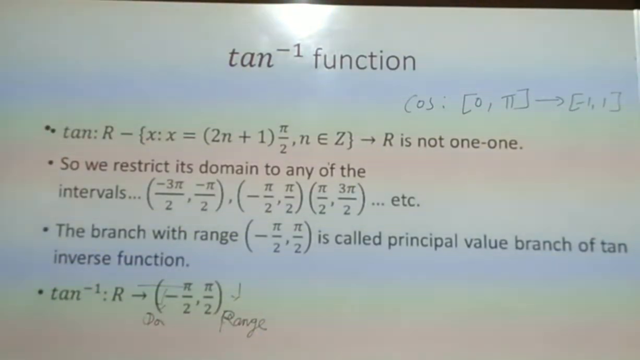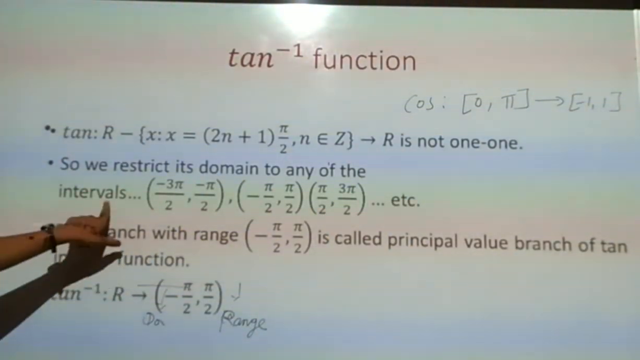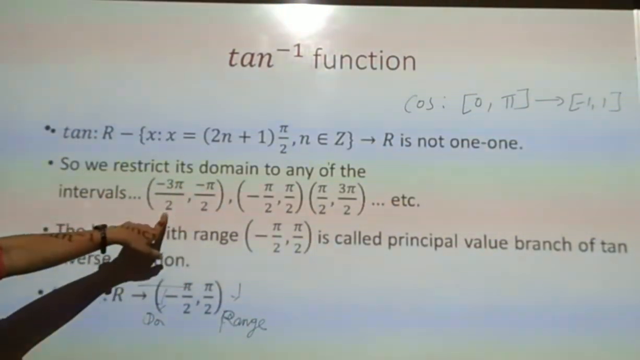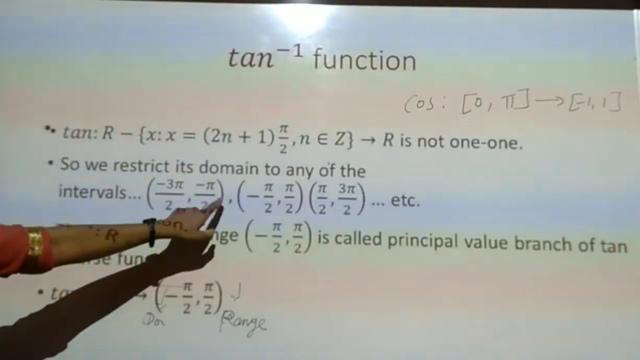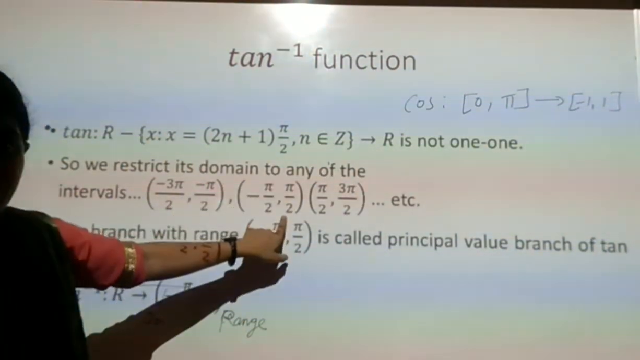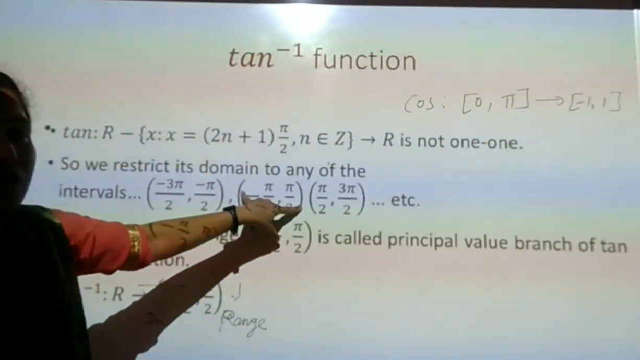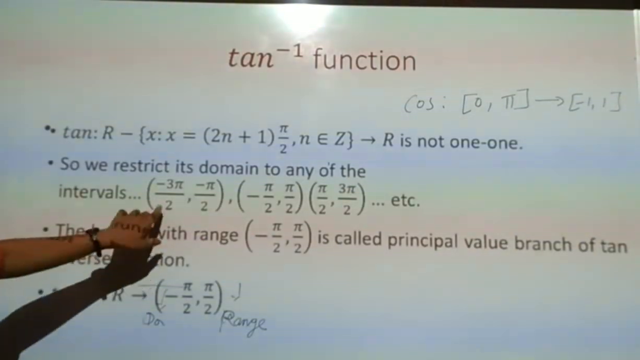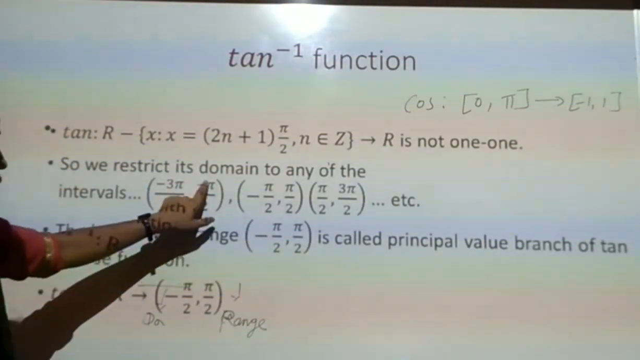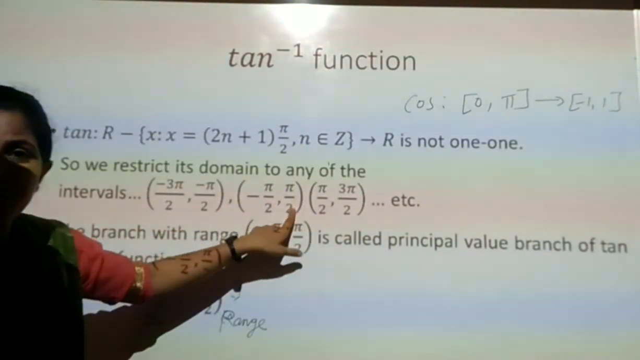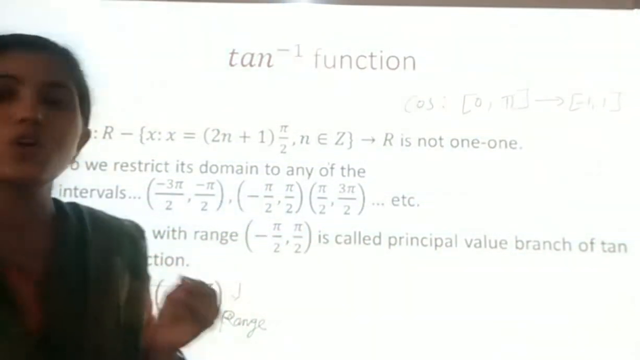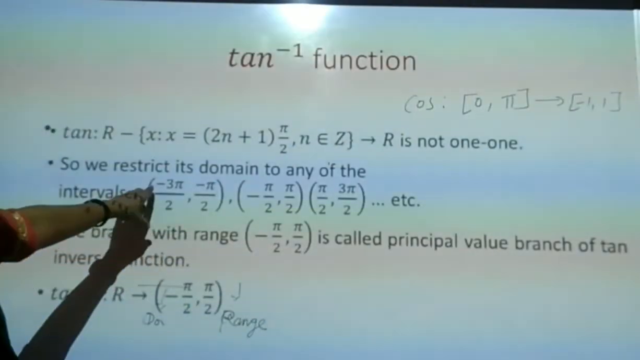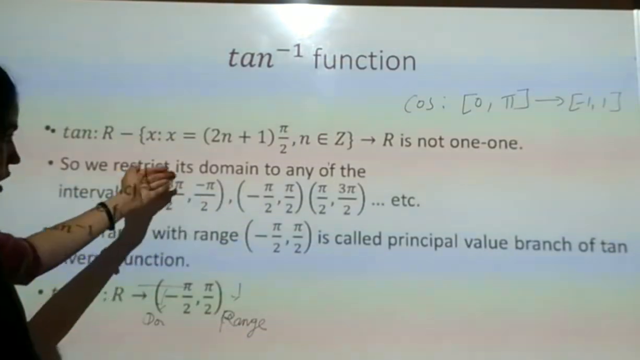So now we have to restrict its domain. We have to restrict its domain to the intervals: the open interval minus 3 pi by 2 to minus pi by 2, minus pi by 2 to plus pi by 2. But remember, this is an open interval, not closed. Why is it not closed? Because at minus 3 pi by 2, minus pi by 2, plus pi by 2, at all these angles our tan function is not defined, and therefore we have to take an open interval.